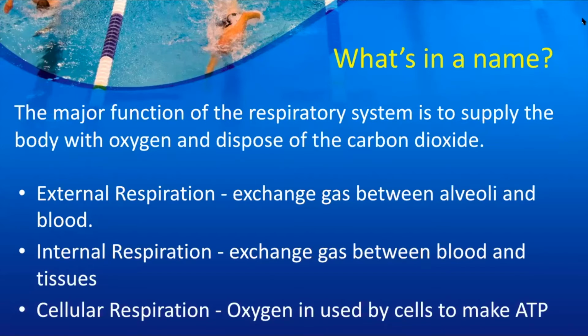So the major function of the respiratory system is to supply oxygen to our body's tissues and then to get rid of carbon dioxide, because CO2 dissolves in water to make acids. And so we don't want that acidity in our system.